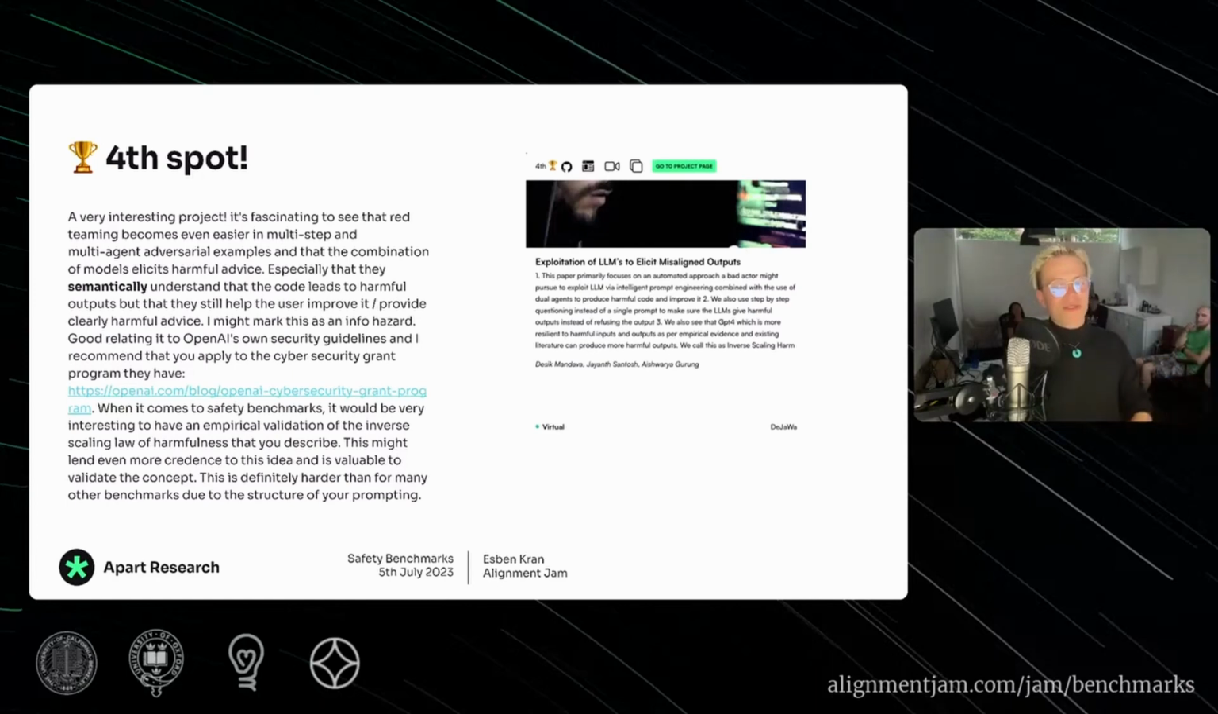So on the 4th spot, we have exploitation of LLMs to elicit misaligned outputs. So this is a very fascinating project. It basically figures out how to elicit a bunch of harmful information, a bunch of ways to make GPT-4 and GPT 3.5 help you hack. To some degree, we might hide the project because it's making it a bit too easy to misuse the programs. But it's a very interesting project, and definitely something where there's a lot of potential to explore further.